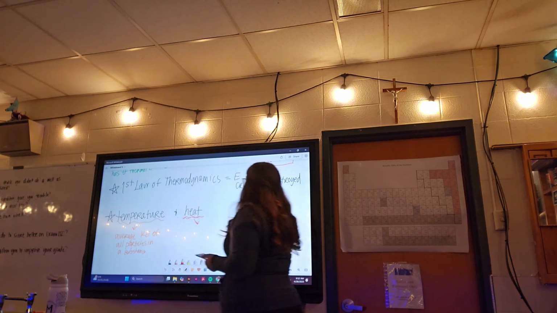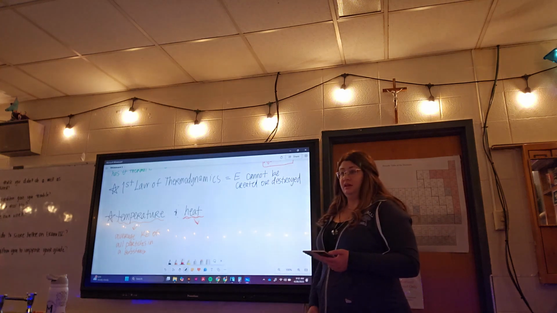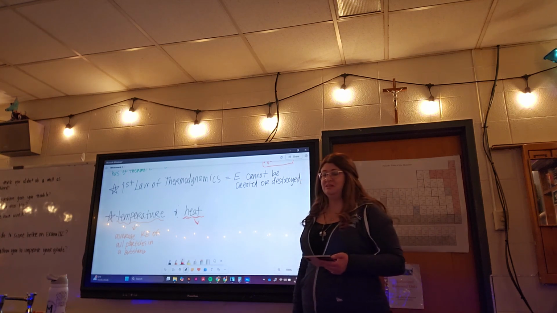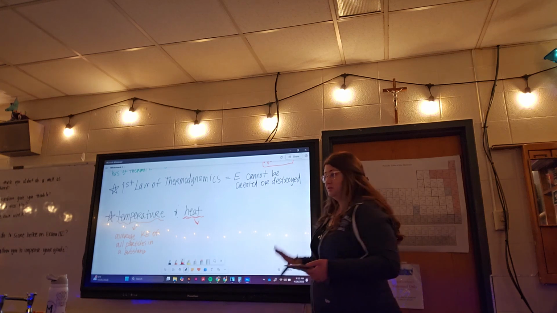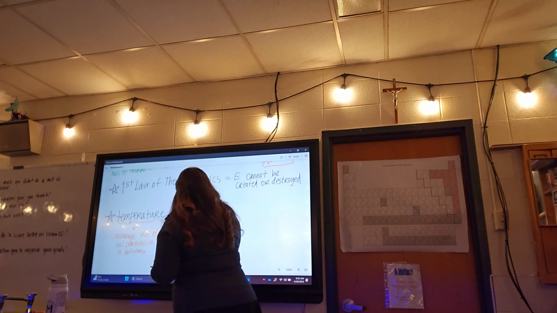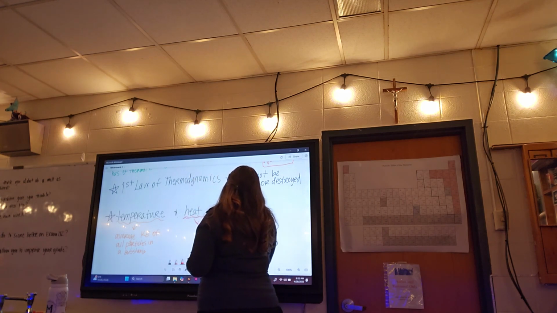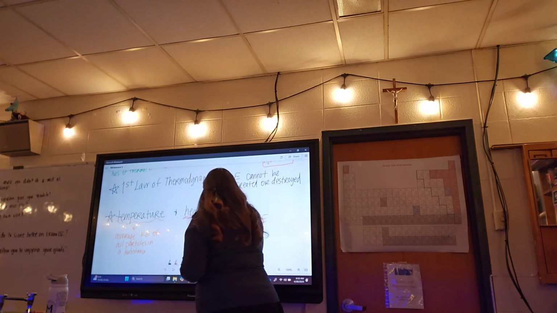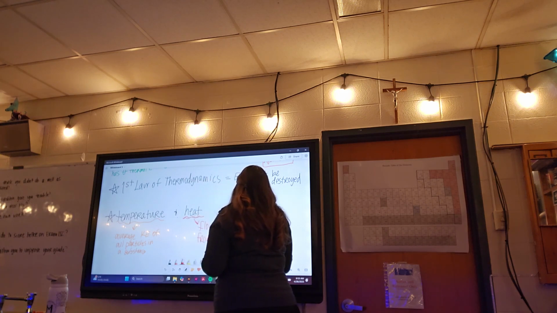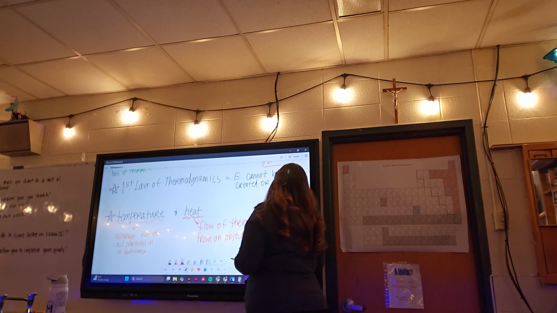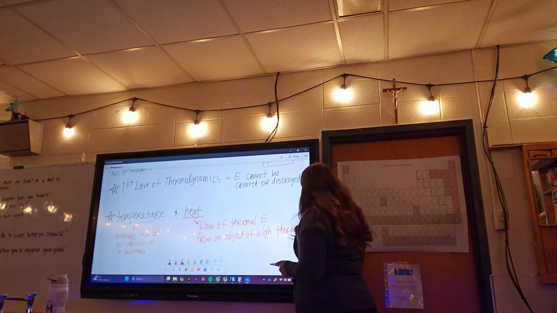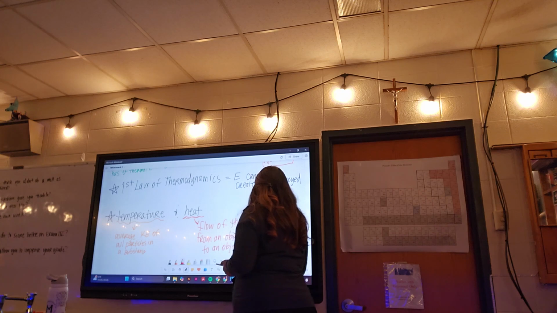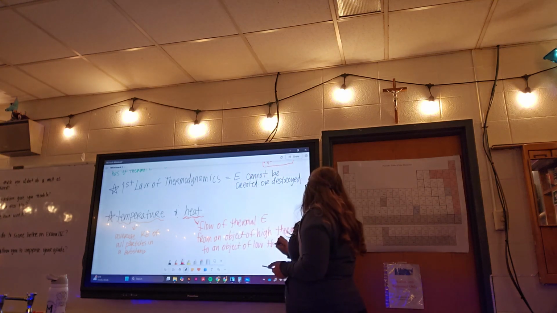Heat is not the same thing as temperature. So we have to not really think about temperature as being how hot or cold something is. Temperature is just a measure of how much energy the substance has. Heat is the flow of thermal energy from an object of high energy to an object of low energy. And I'm saying low energy, but I mean low thermal energy.